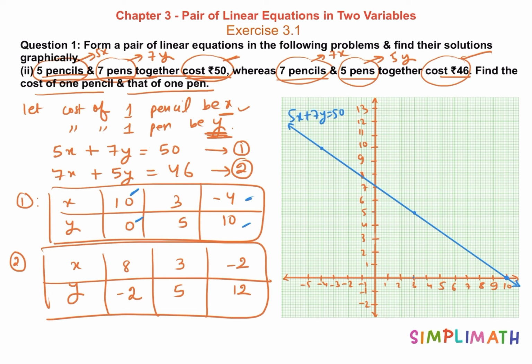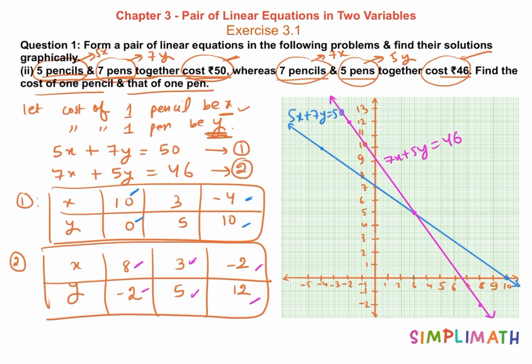Now for equation 2, when x equals 8, y equals minus 2. So it would be this point. When x equals 3, y equals 5. So it is going to be this point. When x equals minus 2, y equals 12. So it is going to be this point. Now let us connect all the 3 points. So here we get the graph of equation 2, which is 7x plus 5y equals 46.